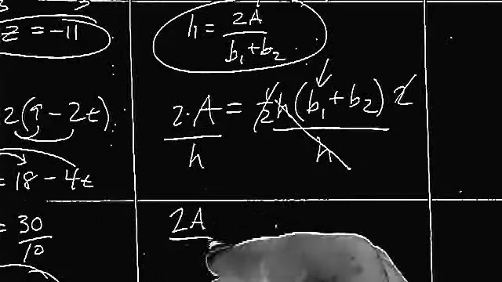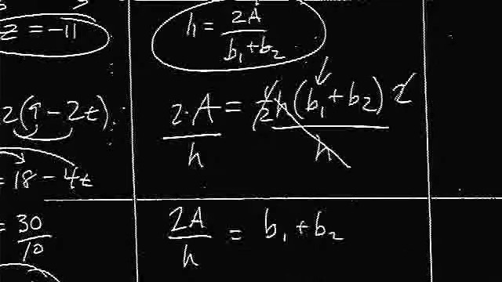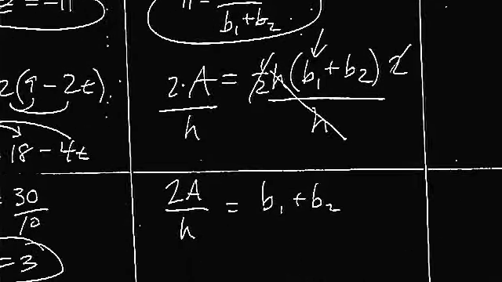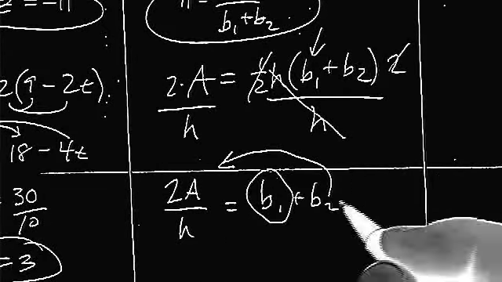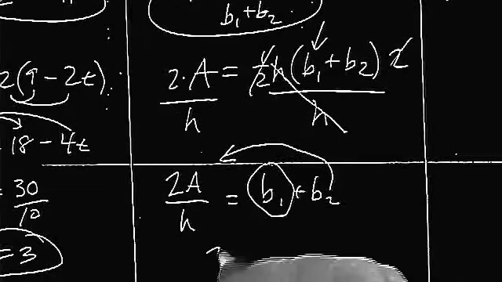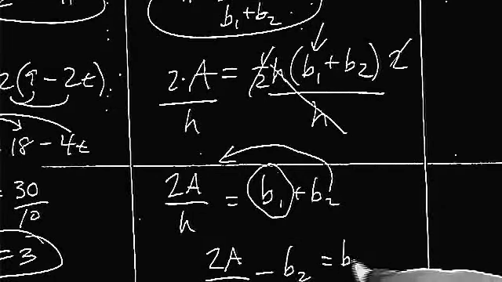So now we have 2a over h equals base 1 plus base 2. I'm pretty sure most of you know what to do after this, because you're trying to get base 1 by itself. You're going to move that over by subtracting. So 2a over h minus base 2 equals base 1.